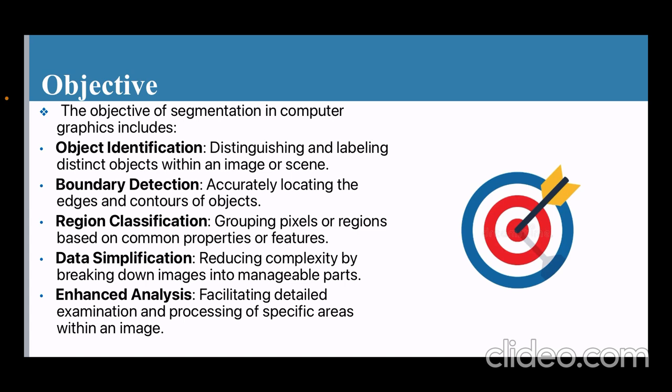Now region classification: grouping pixels or regions based on common properties or features is what region classification means. Data simplification: reducing complexity by breaking down an image into manageable parts. Enhancing analysis: facilitating detailed examination and processing of specific areas within an image.